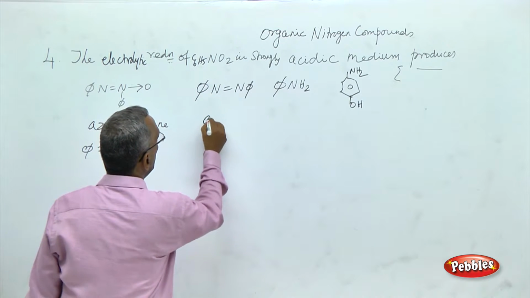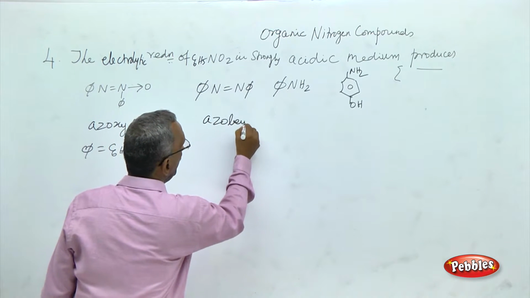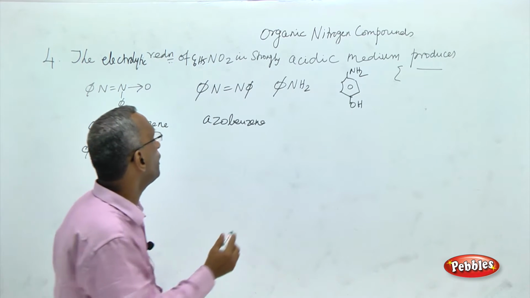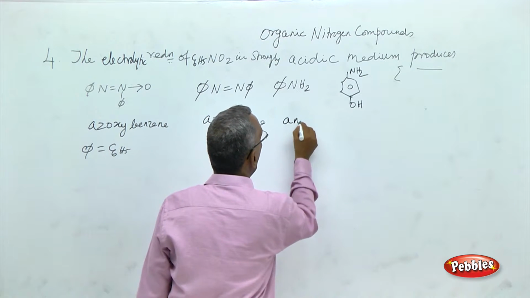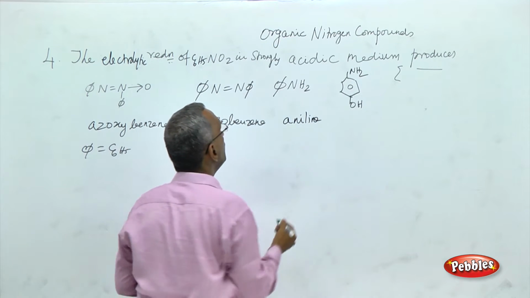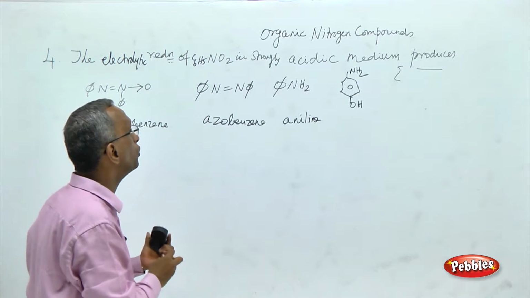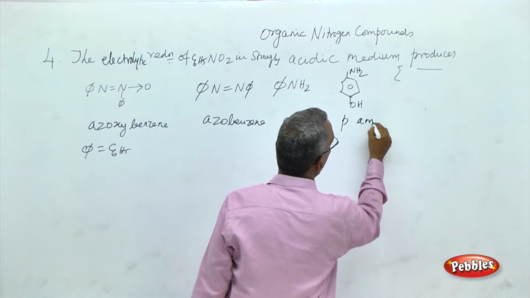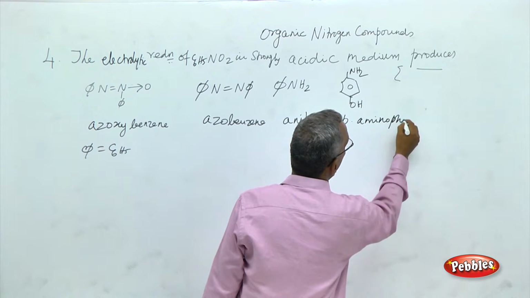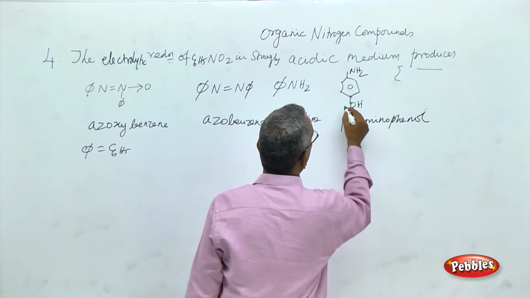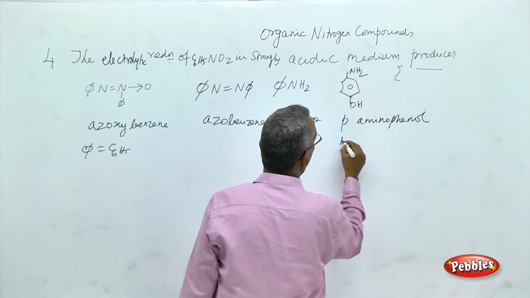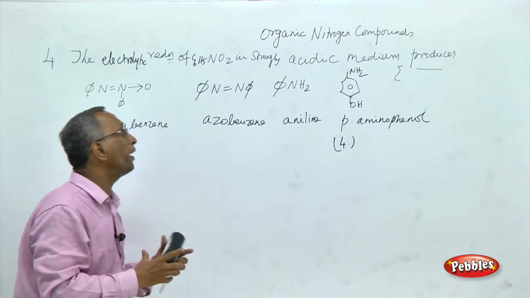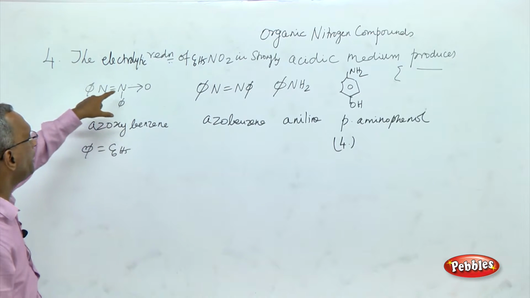Second compound is called azobenzene, that is C6H5N double bond N C6H5. Third compound is merely aniline or aminobenzene, that is C6H5NH2. Fourth compound is called para-aminophenol or 4-aminophenol. So phenol, if you number from phenol, 4-aminophenol or para-aminophenol. So here everything is based on the reduction concept.